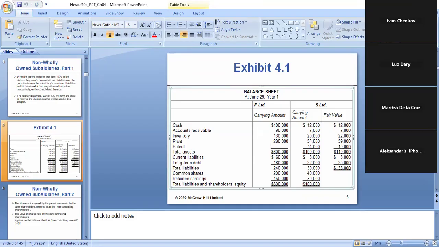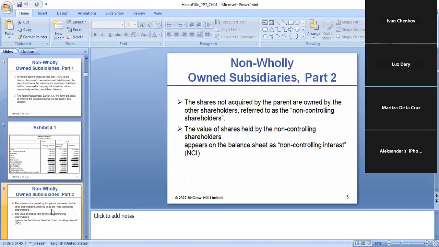Fair value amount, where's the difference? The first difference is that inventory is up $2,000, fair value versus carrying value. Plant is up $9,000. Patent goes down $1,000. Then the current liability has no changes, and the long-term debt increases by $3,000. Those are the only three. So we have a $3,000 increase in liability and a $10,000 increase in the assets. So the net increase is only $7,000. Make sense? $10,000 in assets, $3,000 in liability offset. Yeah. $7,000. Right?